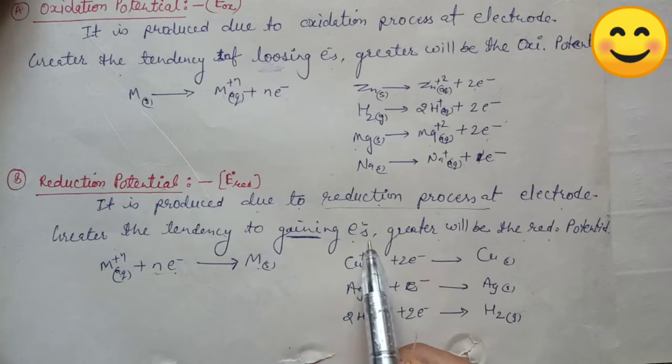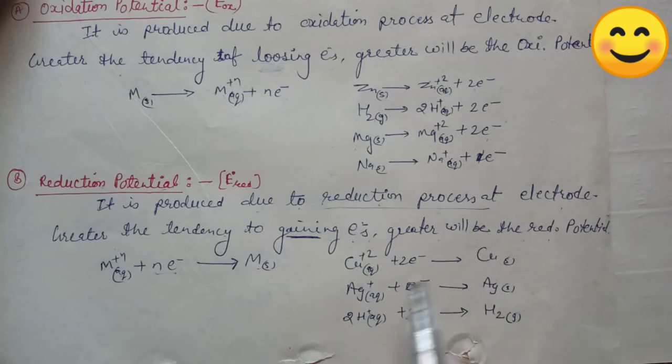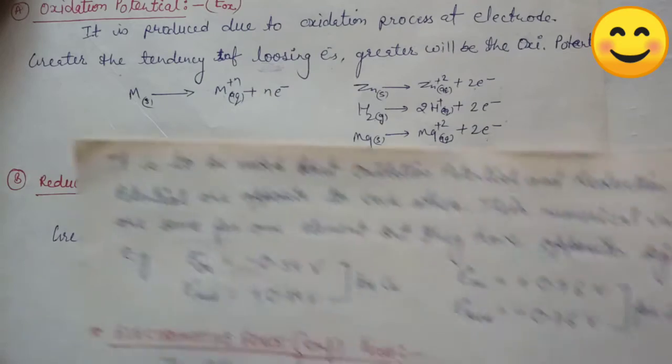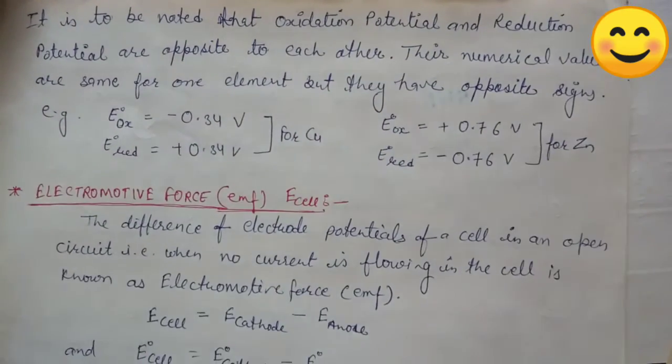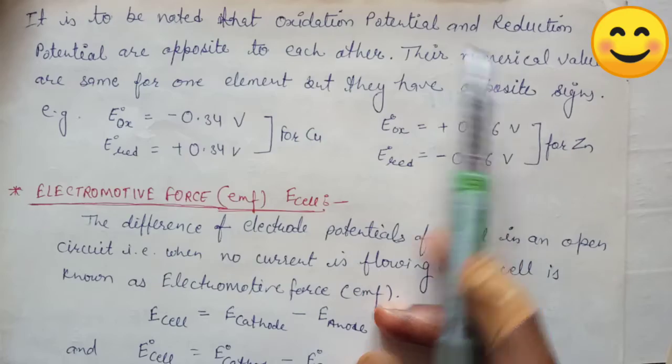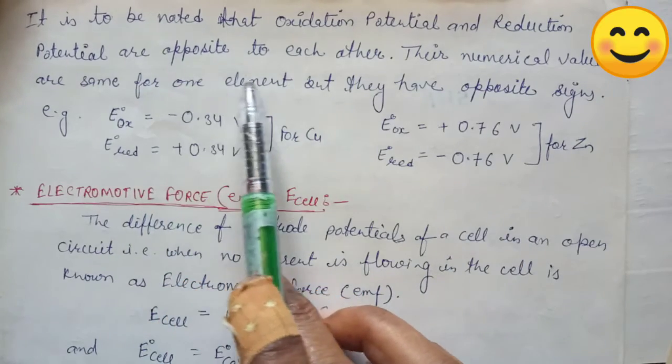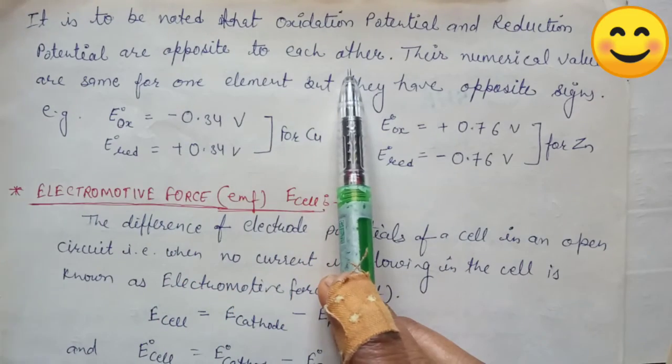For example, Cu2+ gains 2 electrons to make Cu, Ag+ ions gain 1 electron to make Ag, and 2H+ ions gain 2 electrons to make H2 gas. Clear? It's very clear. But it is very important that the oxidation potential and reduction potential are opposite to each other.